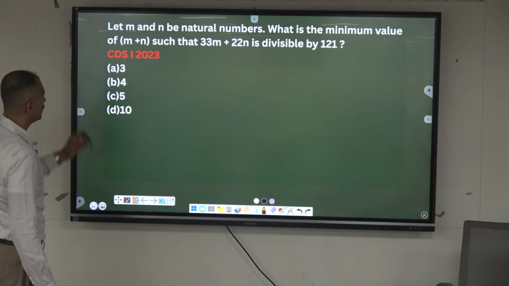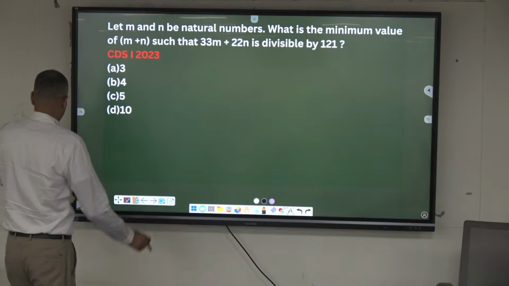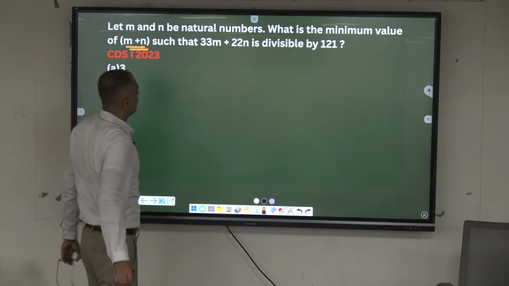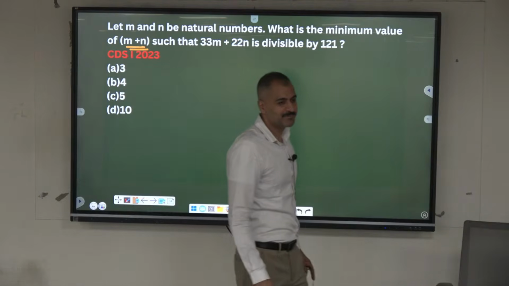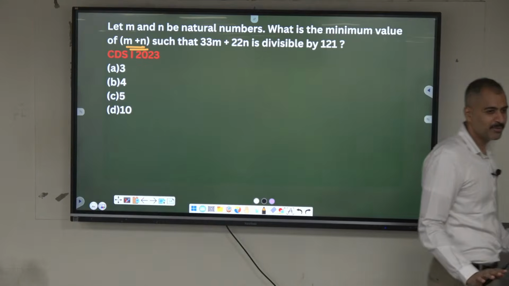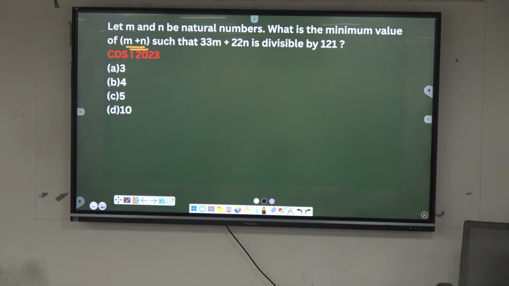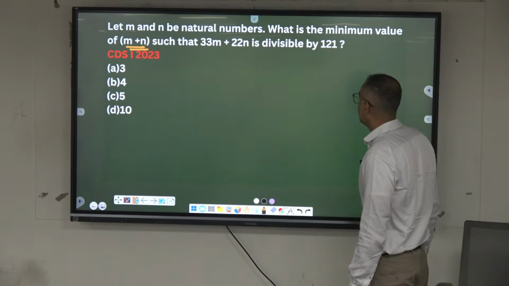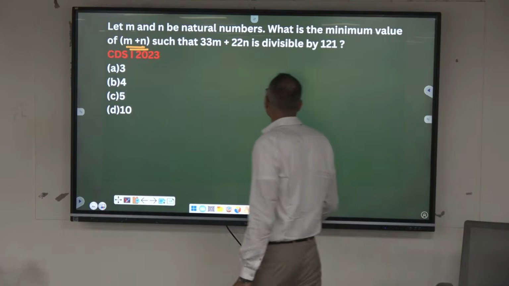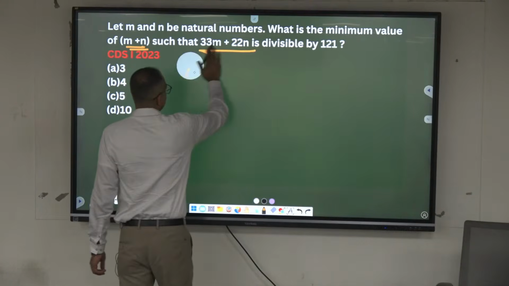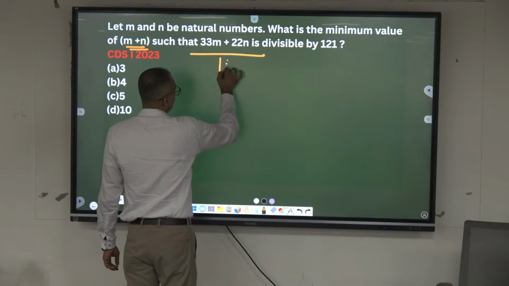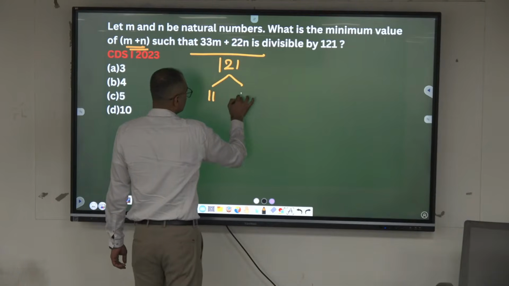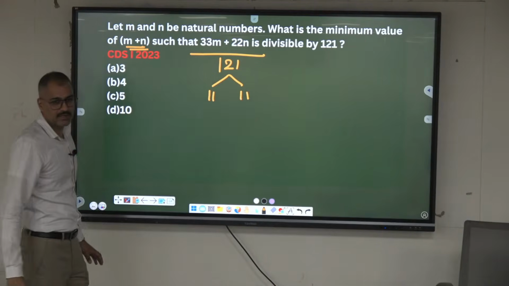M and n be natural numbers. What is the minimum value of m plus n? Last 10 minutes, come on. Be cautious. M plus n such that 33m plus 22n is divisible by what? It has to get divided by 121. 121 is nothing but 11 square. 11 should divide it.